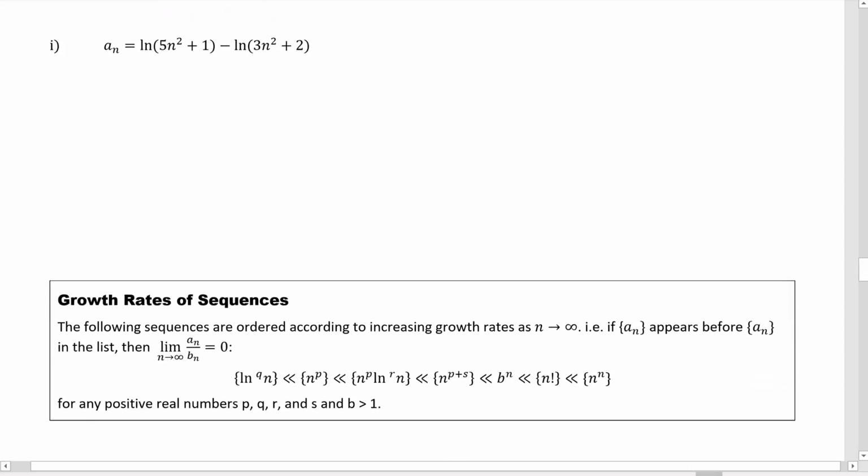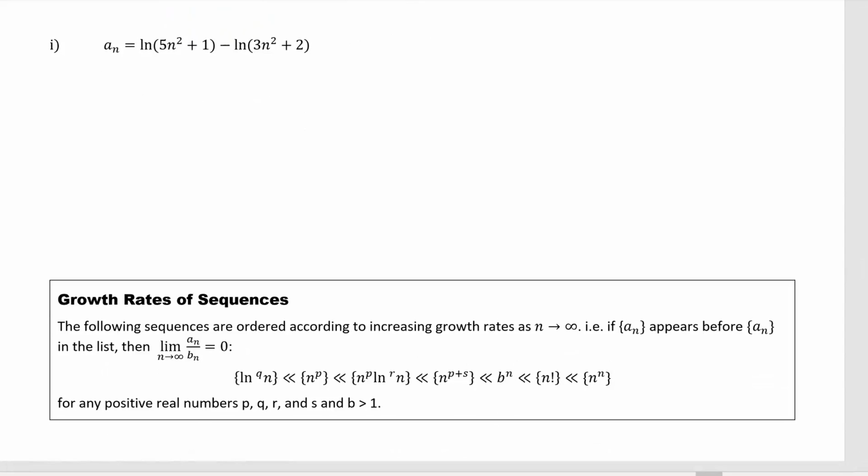Okay, so let's work on this problem. When n goes to infinity, ln of 5n squared plus 1 goes to infinity, so we have infinity minus infinity. Can we tell what that is? No.